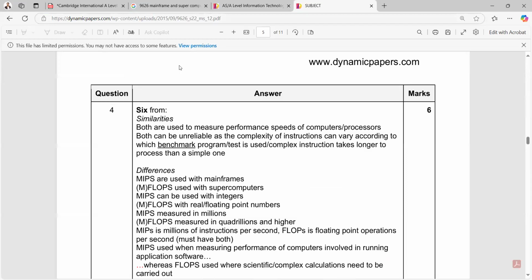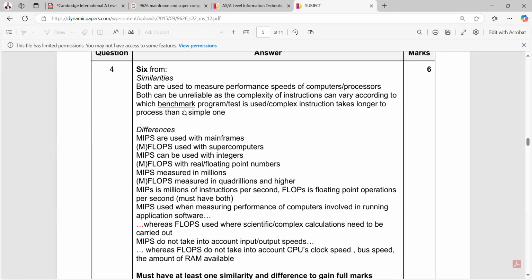First you will write the similarities. Under similarities, both are used to measure the performance speed of computer processors. Both can be unreliable as the complexity of instructions can vary according to which program is being tested, and some instructions might take longer to process than the simple ones. These are the similarities. Now, what are the differences? MIPS are used within mainframes, and FLOPS are used within supercomputers.